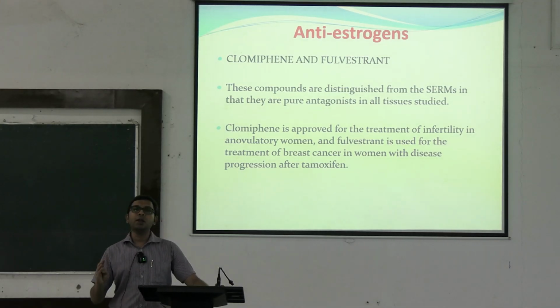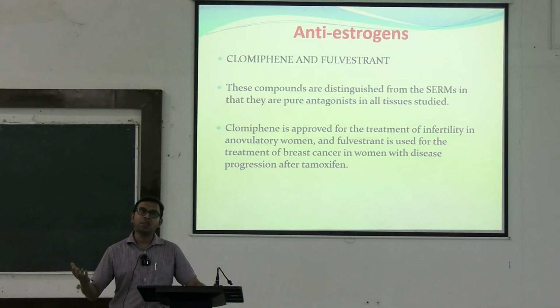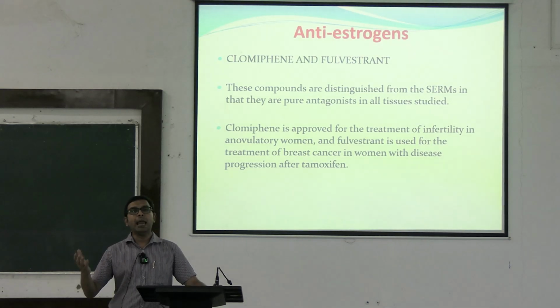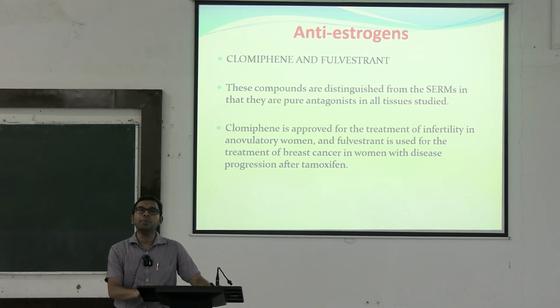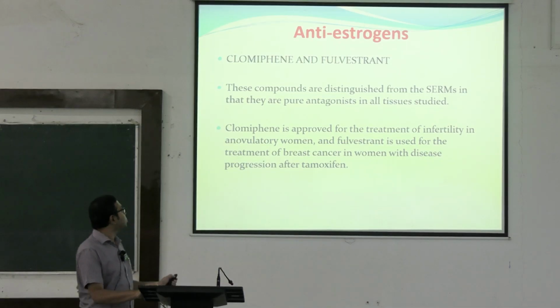Clomiphene is also used in males to increase spermatogenesis, so in male infertility also, Clomiphene can be used. Apart from this, it can be used in some cases of short-term neuralgic headache.